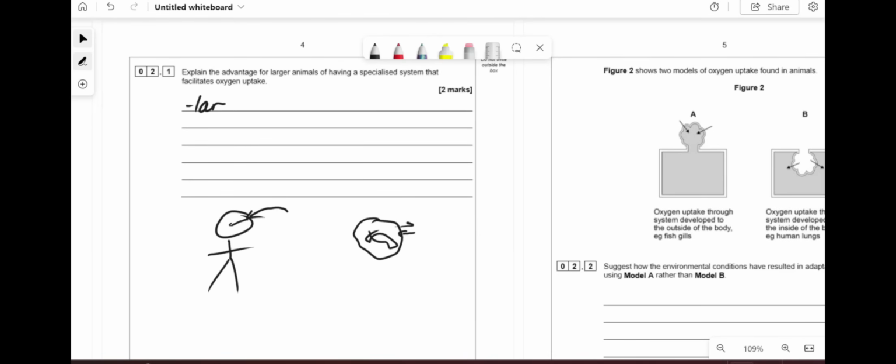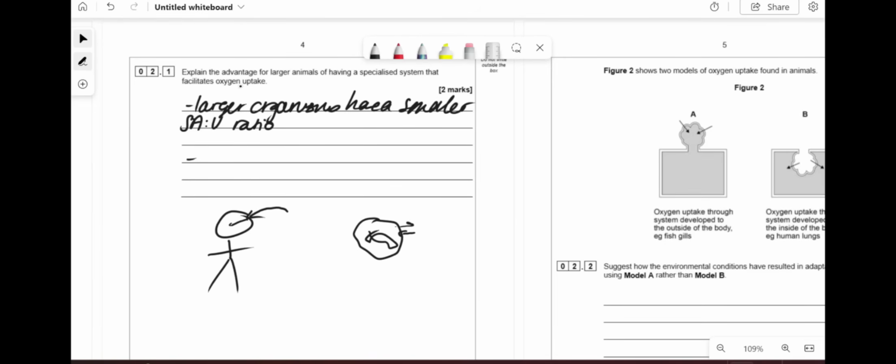So larger organisms have a smaller surface area to volume ratio. Because if you think about it, there's more material, and there are deeper structures for the oxygen to get to. So because of that, they also have a huge diffusion pathway as well.